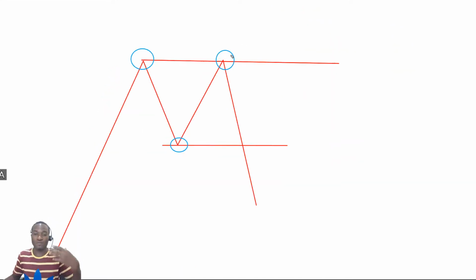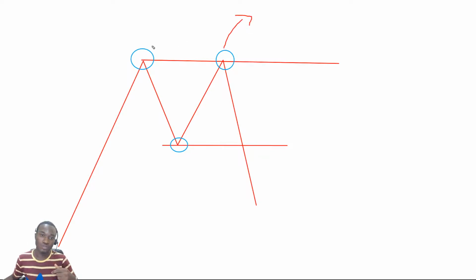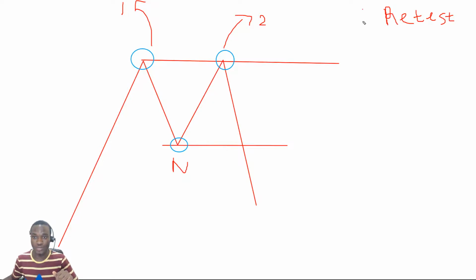Now that we have confirmed this as a potential double top formation, where should we actually implement our stop loss and our risk ratio? There are two different strategies. It all depends on the strategy you apply. So if I'm taking a retest strategy, first I'm going to discuss the risk management for the retest strategy. If I am taking the retest strategy, this is what I'm going to do.